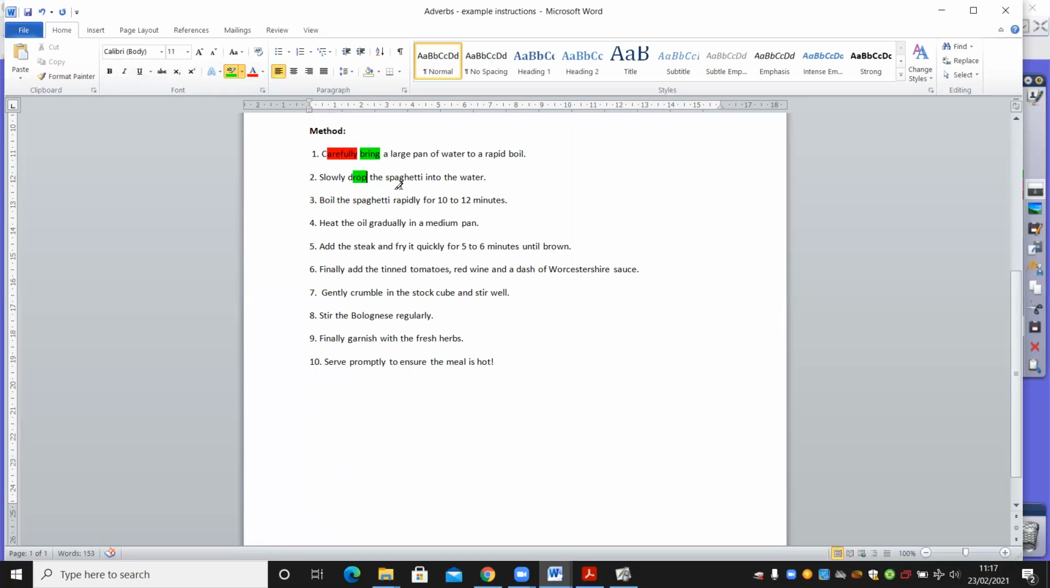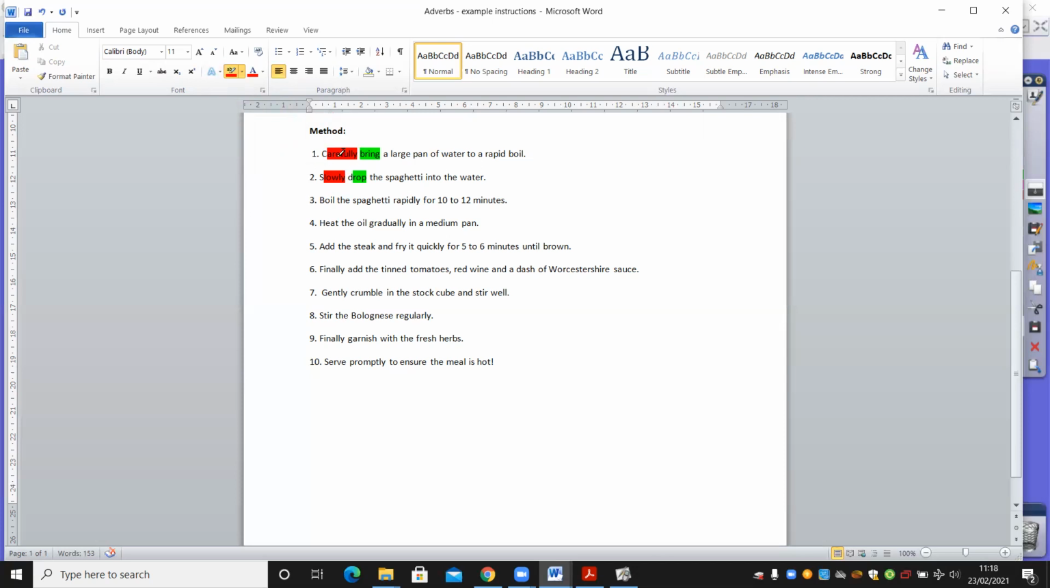And now, children, that we found a verb, can you spot the adverb, the word which describes the verb and ends with the suffix ly? Very good. There it is. Slowly. So I know that the adverb slowly describes the verb drop. It tells me to slowly drop the spaghetti into the water.